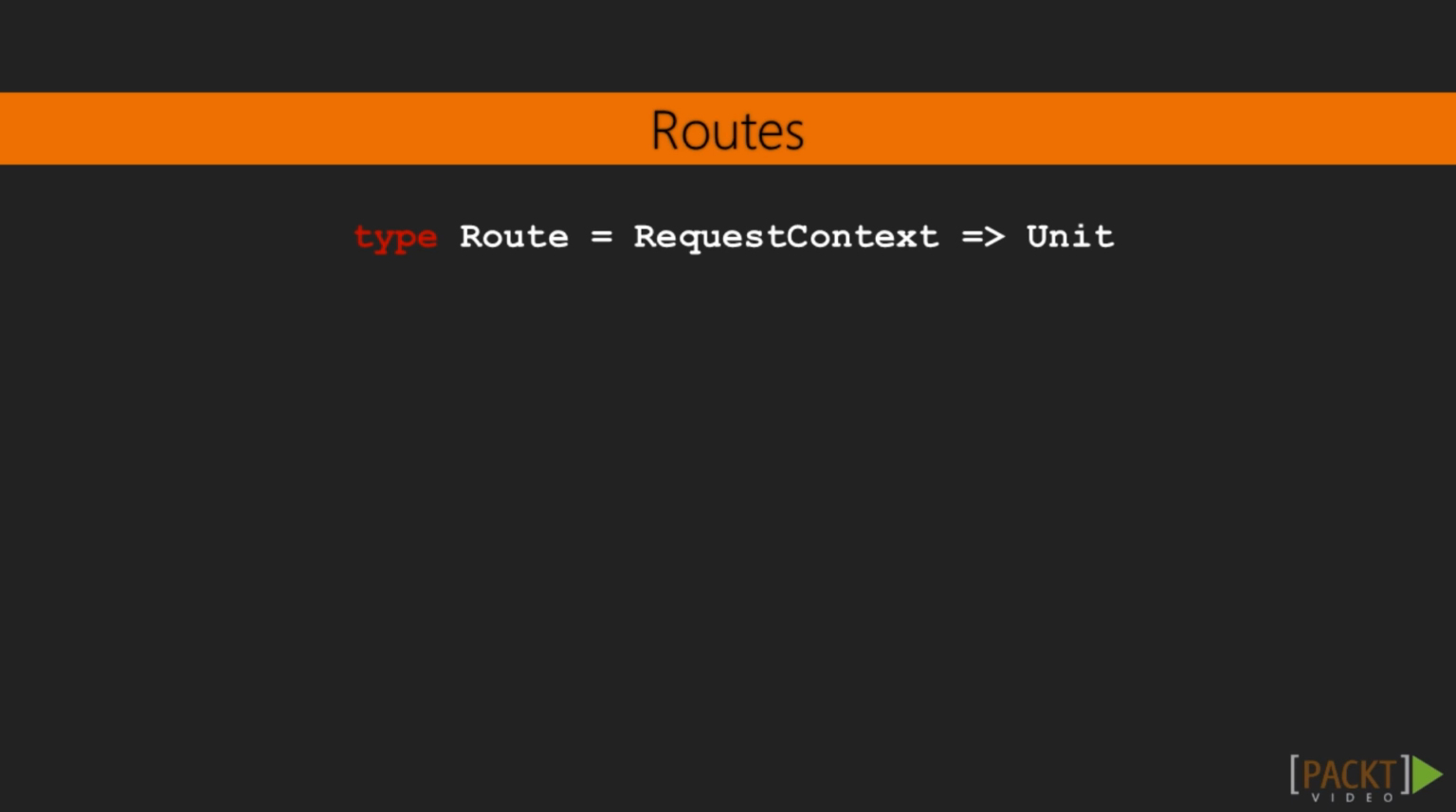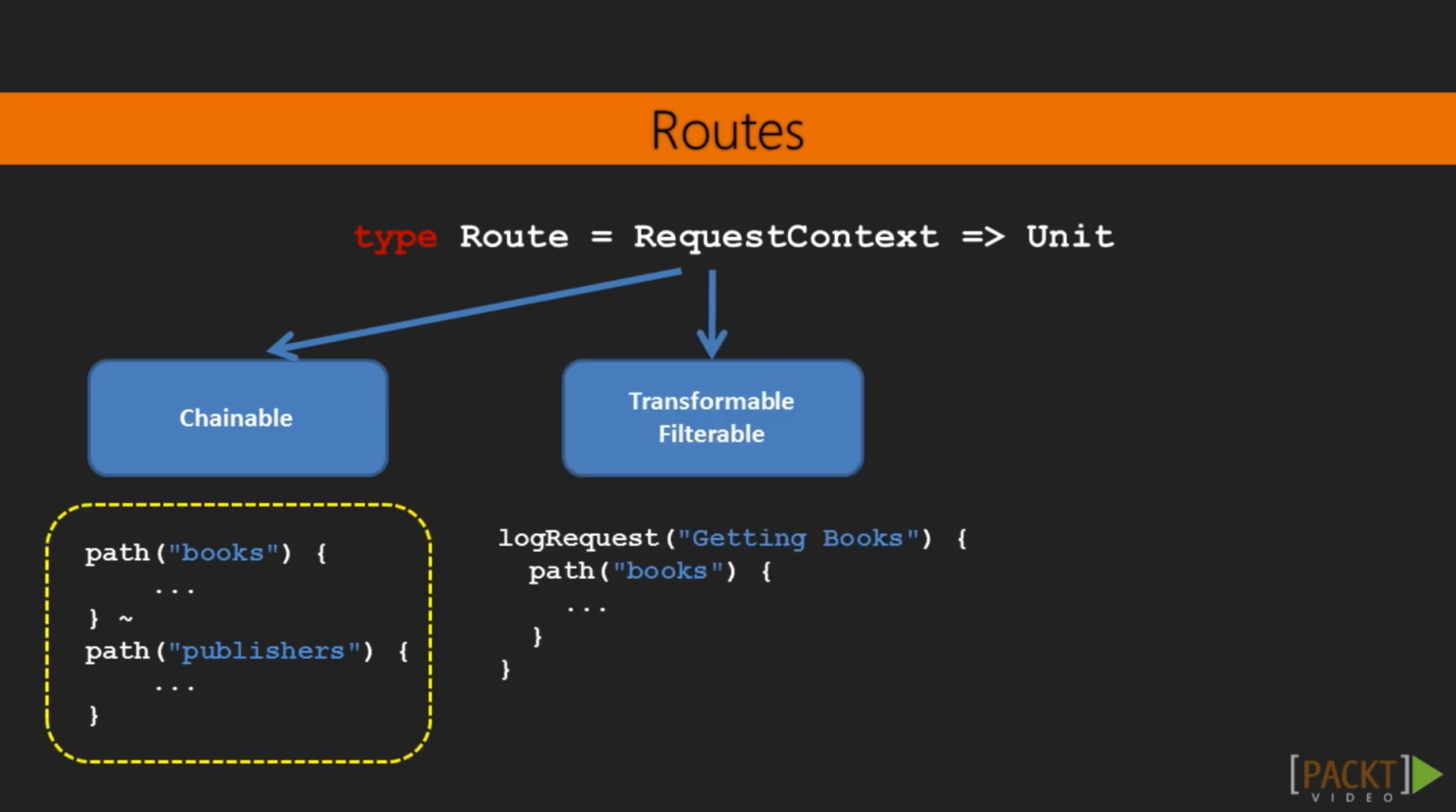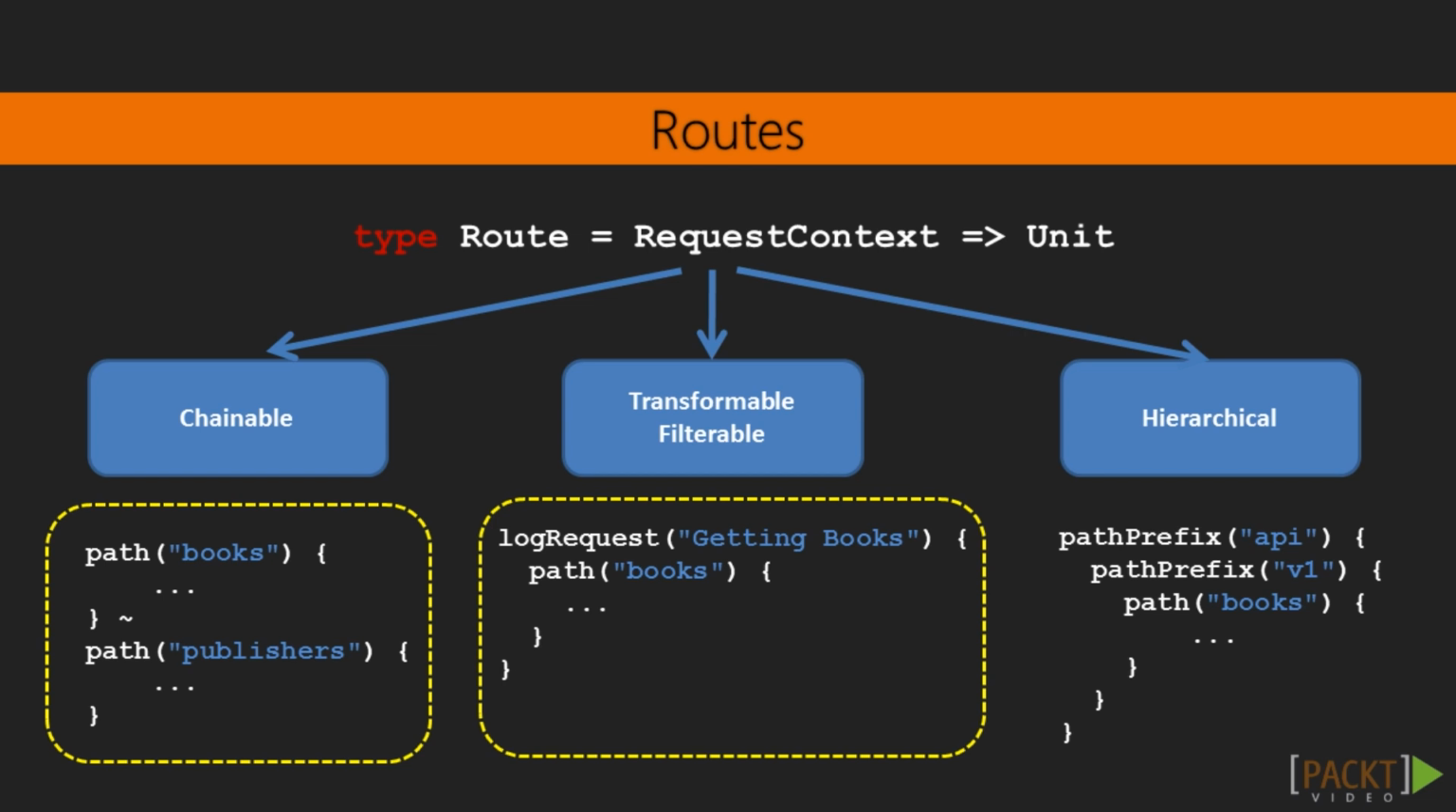Routes could be composed in such a way that they could be chainable. Many routes could be composed or chained together. Transformable and filterable: request, response, or both, could be filtered or changed in the process. Hierarchical: routes could be organized in a tree structure.